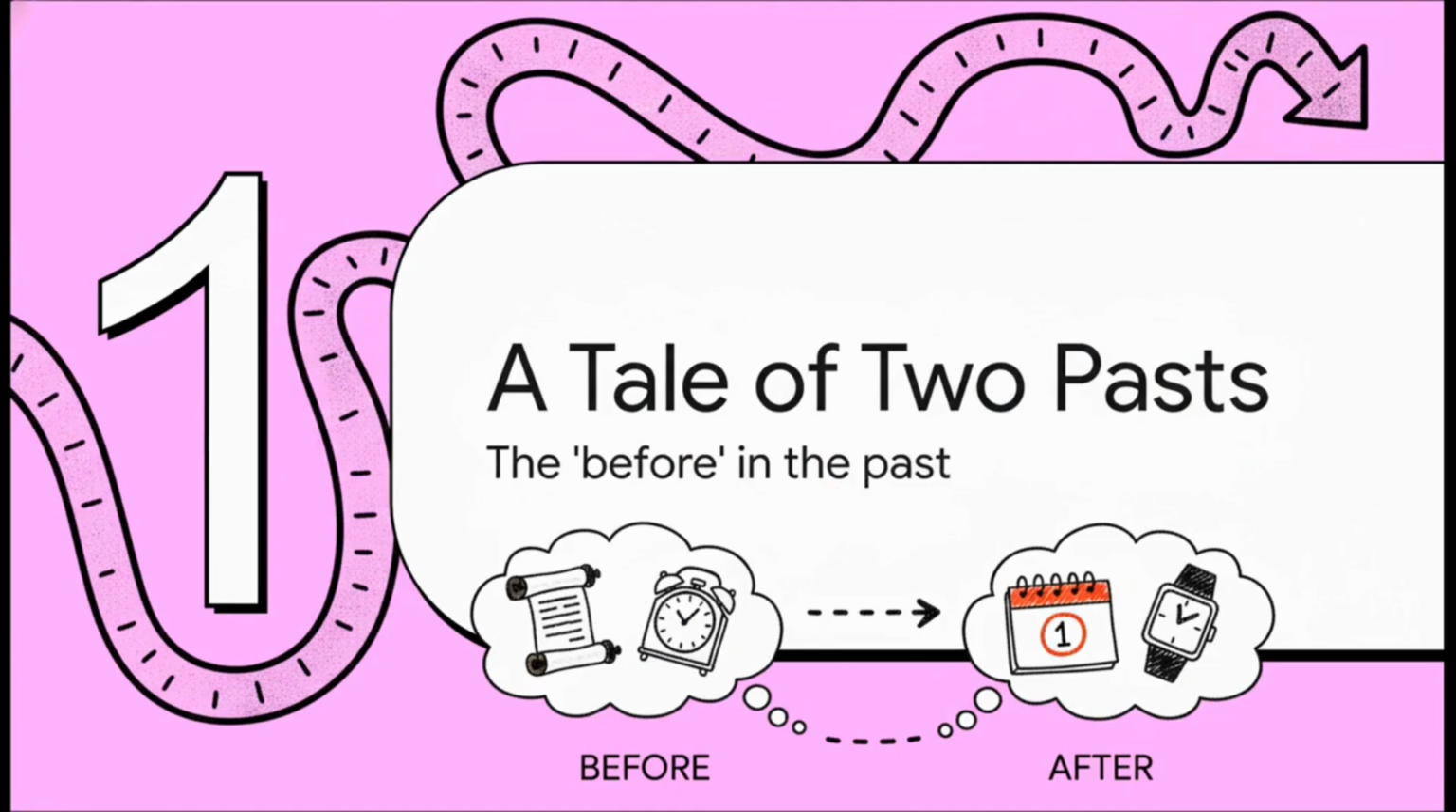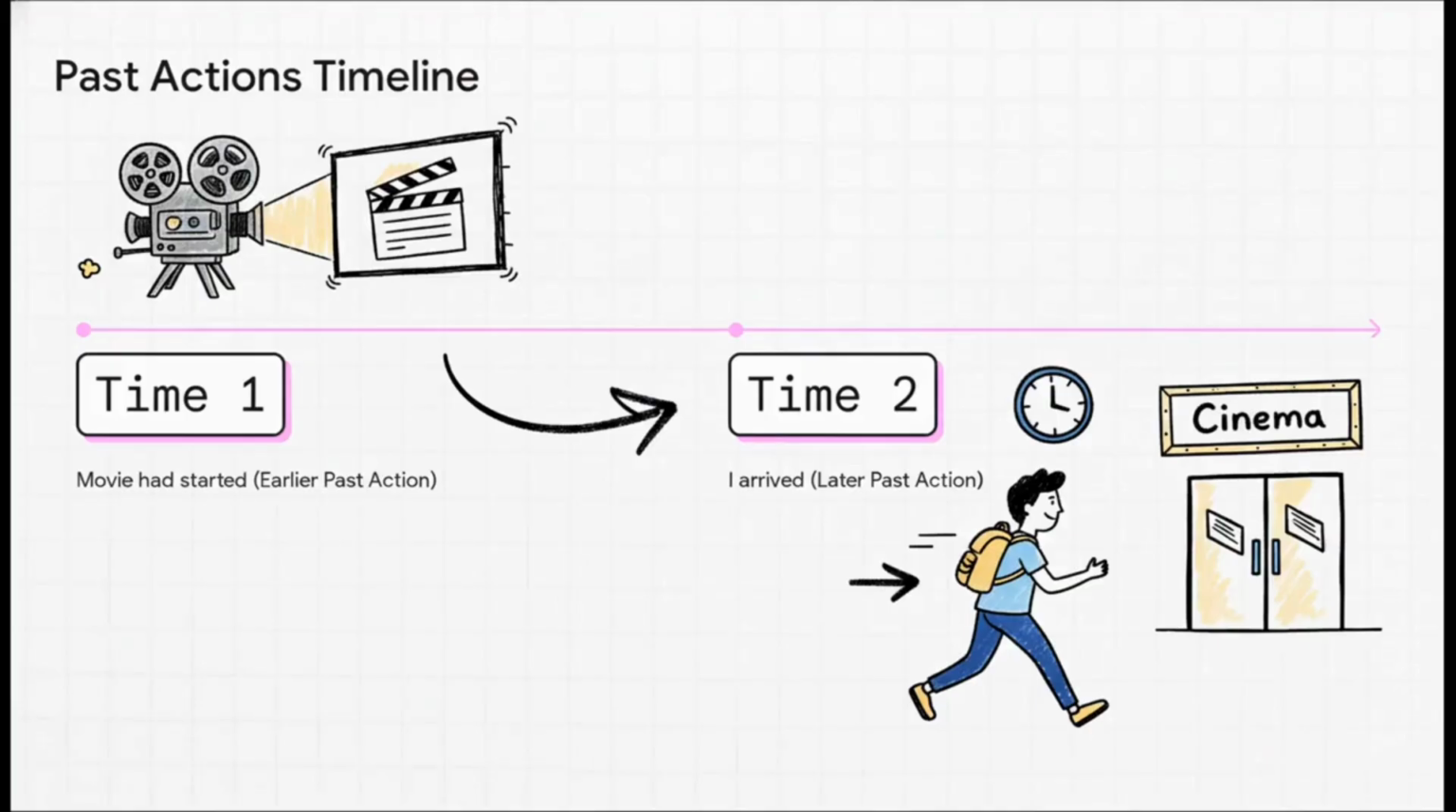Really, it all just boils down to one thing: understanding the sequence of events. What happened first? Okay, check this out. This timeline pretty much solves our little puzzle from the beginning. See? You've got two things that happened in the past: the movie starting and you arriving. That little phrase, had started, that's the past perfect. It's like a big flashing sign that tells you the movie began before you walked in. It's the action that came first.